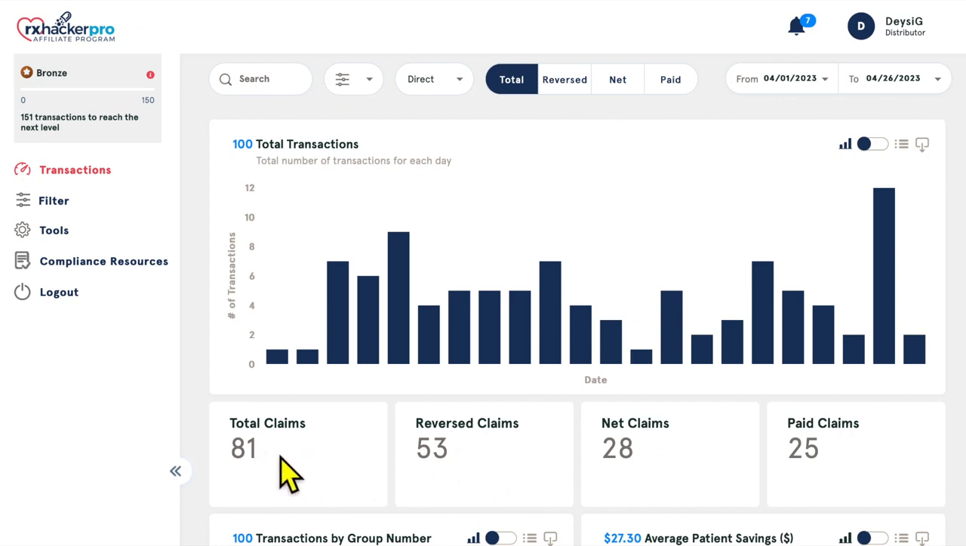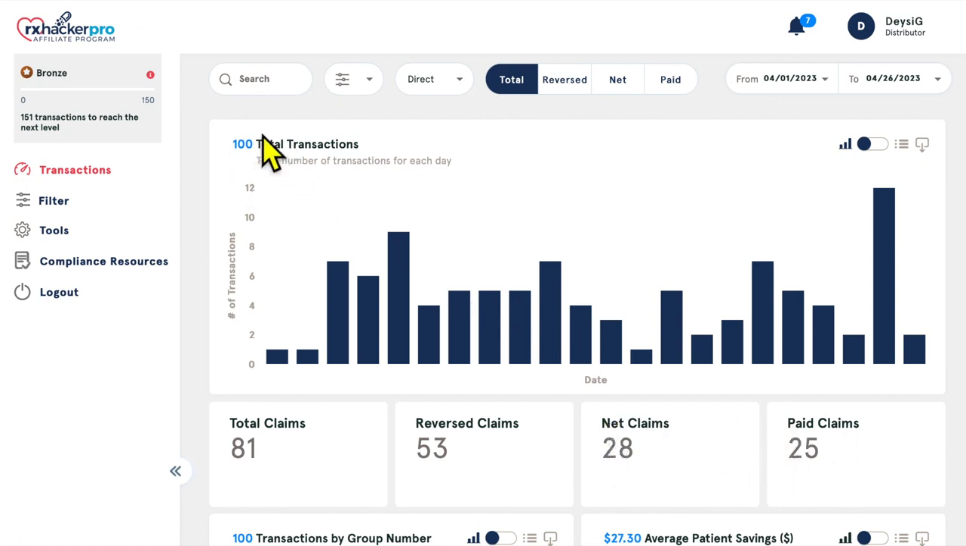Pretty self-explanatory, 81 total claims, but then 53 have been reversed. There's 28 net and there's 25 paid. The difference between the net and the paid, which is the 3 claims, is due to usual and customary pricing and basically it not saving any money on the prescription. So we didn't get paid on that prescription because, for example, let's say the cash price at a particular pharmacy was $10 and the discount card basically went through for $10 as well. It showed to adjudicate, but it actually didn't save any money. That's going to be one of these claims that doesn't actually get paid. That happens a lot of times on over-the-counter items. They get run as prescriptions, many different scenarios, but that's the big difference there.